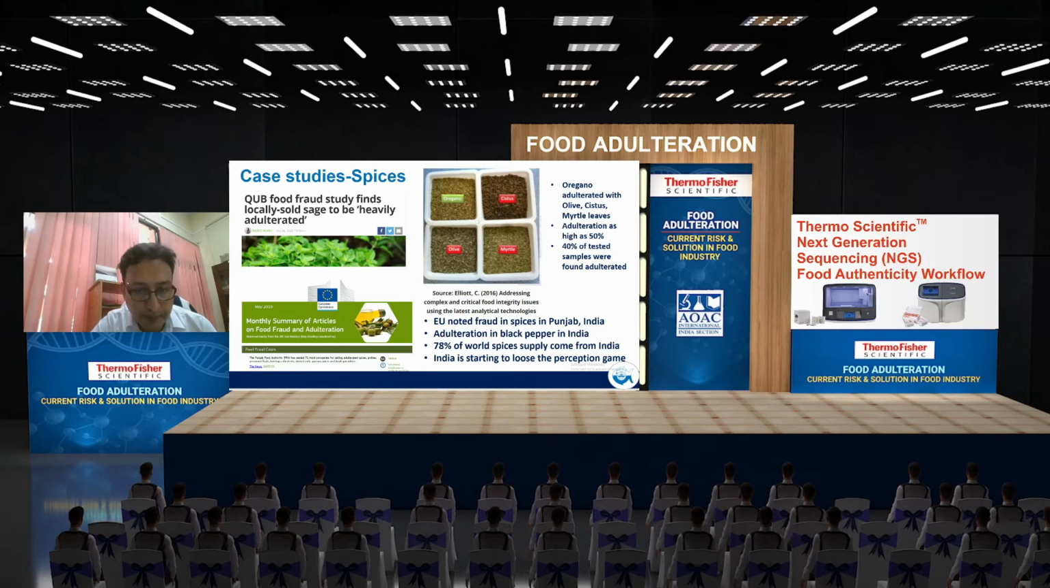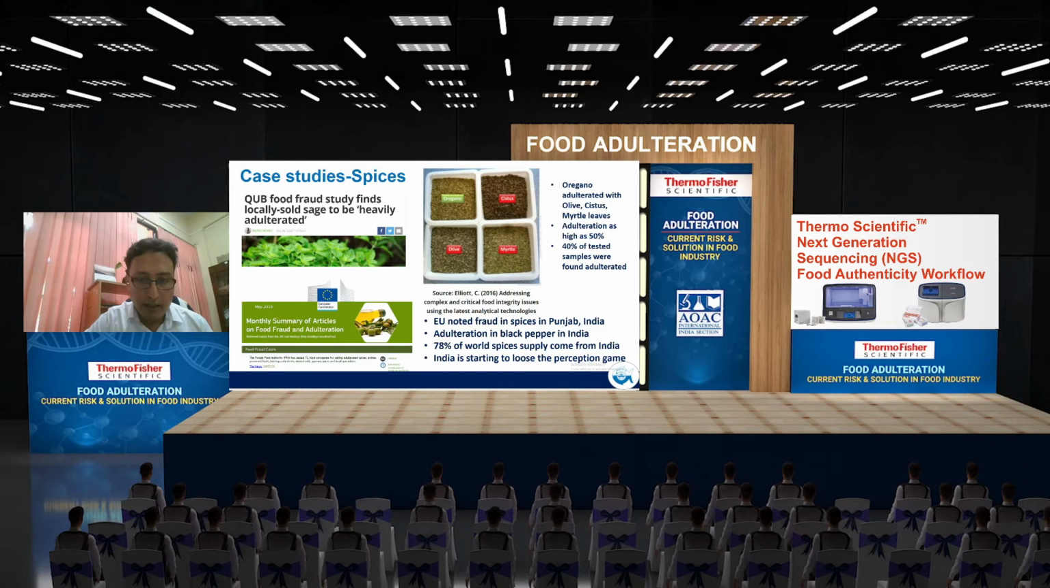Afterwards, in India also, you can see there were reports of spice adulteration. 8% of the world's spice supply comes from India. So this is quite worrisome that from India also, especially in black pepper, there were reports of adulteration. Similarly, there were reports of olive oil adulteration as well. May I have the next slide, please?